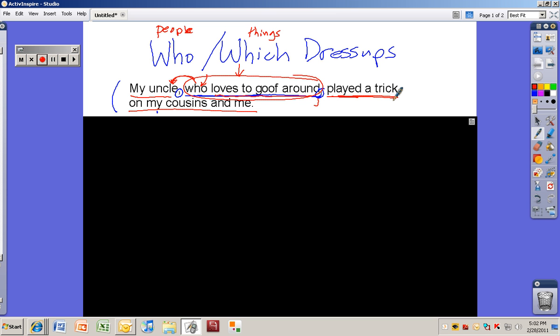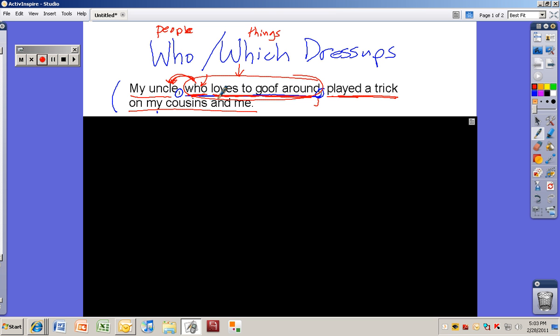Notice that it comes in the middle of the sentence, and it starts with the word who, and the reason I use who is because that's a person that I'm referring back to, and I added some more words to the who, which dress-up. Usually you want to put several words in for the who, which dress-up. You don't want to say, my uncle who is tall played a trick on my cousins and me, because it would be real easy just to say, my tall uncle played a trick on my cousins and me. You want to have a little bit more information than just one or two words that's an adjective that describes this person or this thing, because it would be much easier just to put those words in before the person or the thing to describe them.